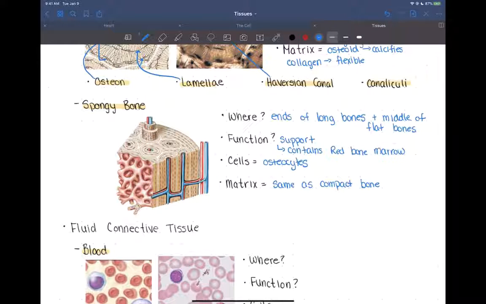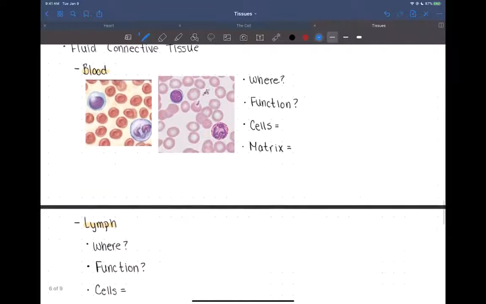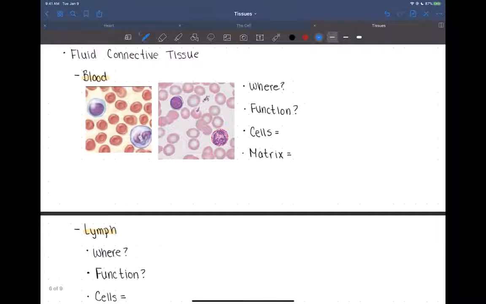Okay, great. All right, so for the last part of this video, we're going to finish up connective tissues by talking about fluid connective tissues, of which we have two. Our first, and probably the one you're most familiar with, is blood. Blood is a liquid connective tissue. It is found in blood vessels, which I think is the easiest location for you to know, and also in the heart. Most of your blood is going to be out in blood vessels though.